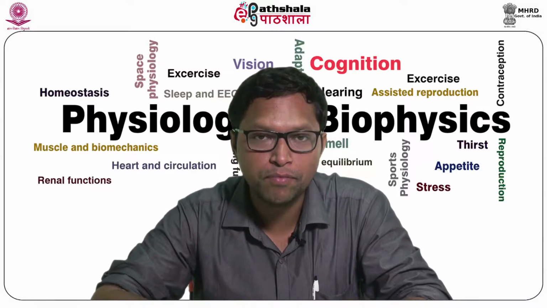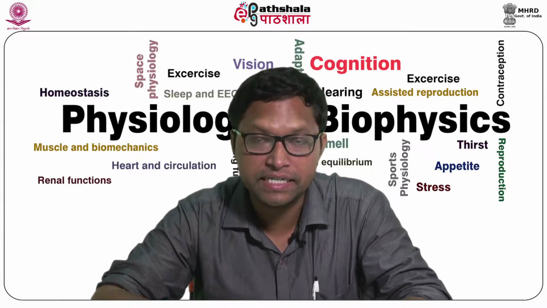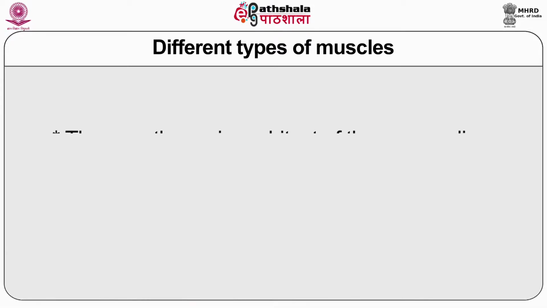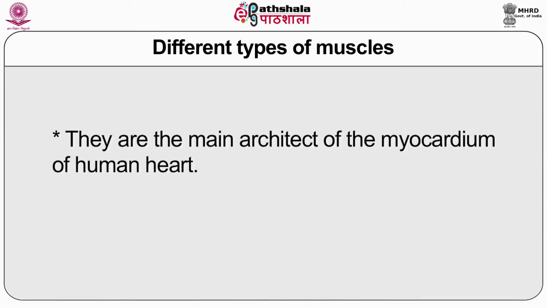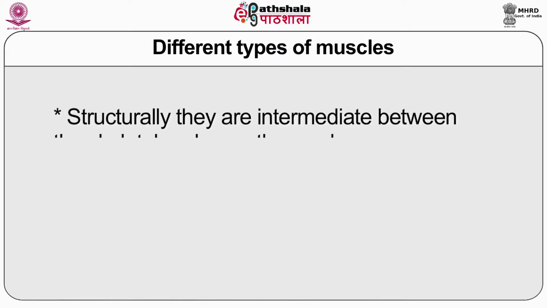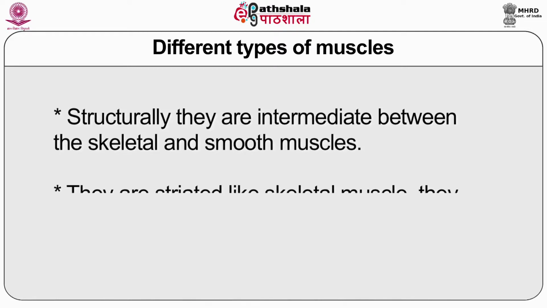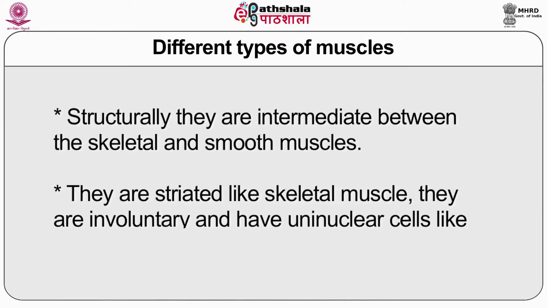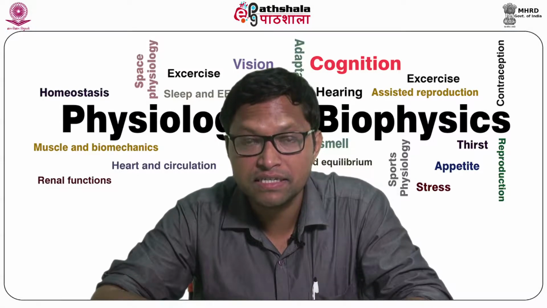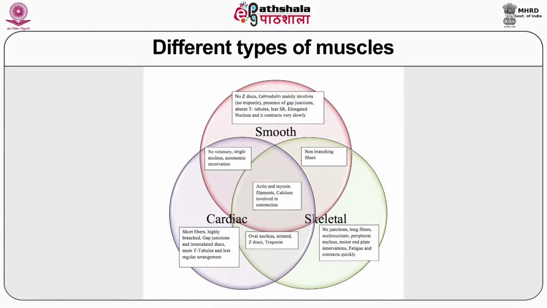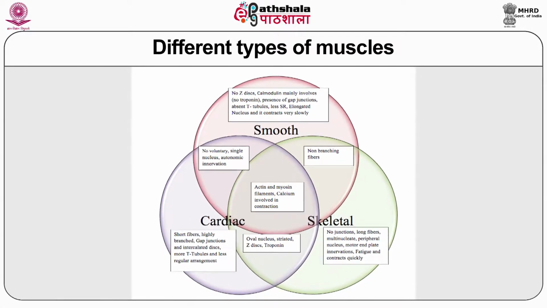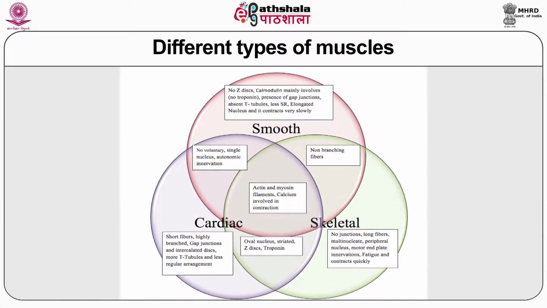Now the third type of important muscle present in our body is the cardiac muscle. They are the main architect of the myocardium of the heart. Structurally, they are intermediate between the skeletal and smooth muscles. They are striated like skeletal muscle and involuntary like the smooth muscle, and they have unicellular cells like the smooth muscles. Each muscle fiber has a single centrally placed nucleus.